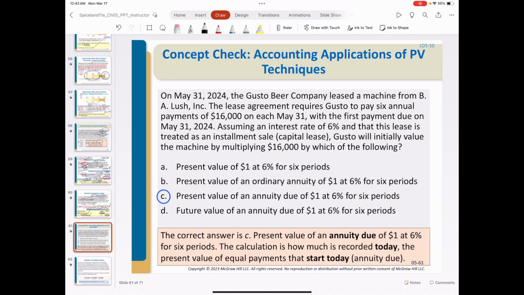This example is also very simple. The lease payment is $16,000 each May 31st, 6 payments, interest 6%. Since the first payment was made on the first day, it implies this lease payment is an annuity due. To calculate the present value or initial value, we just use the lease payments multiplied by the present value of annuity due factor, 6 years, 6%.